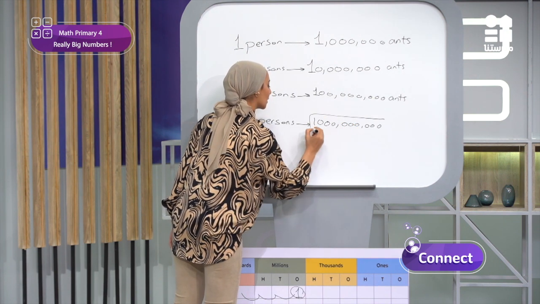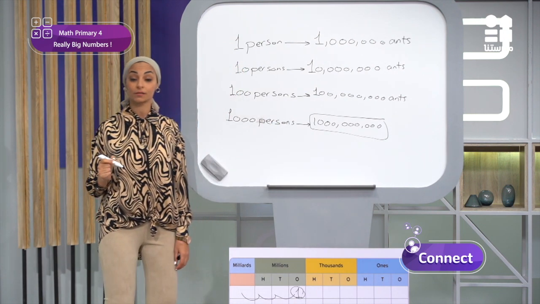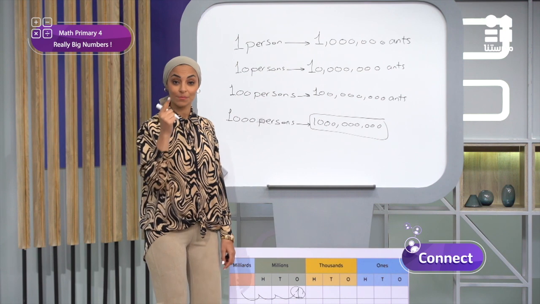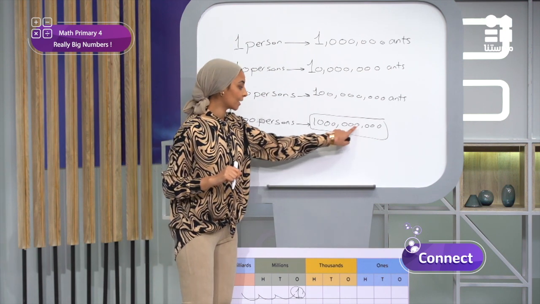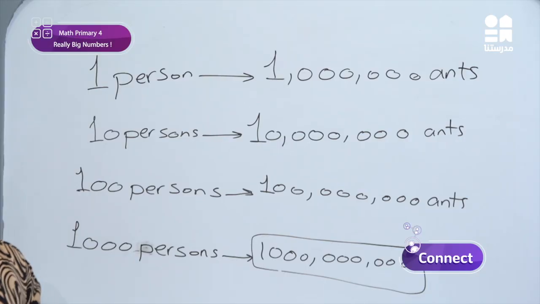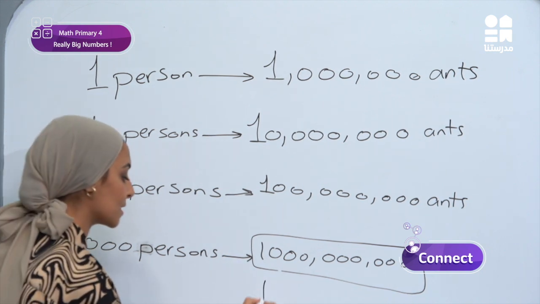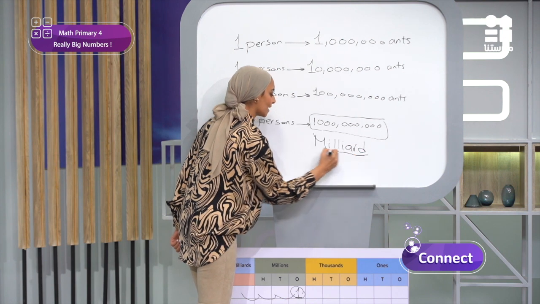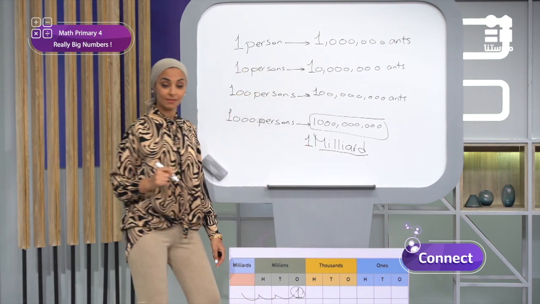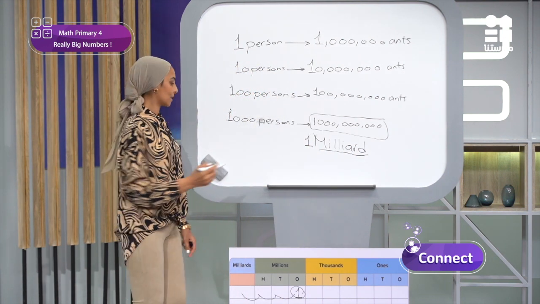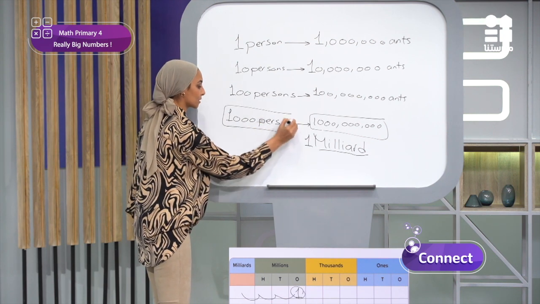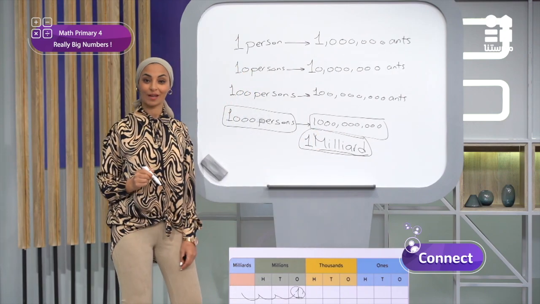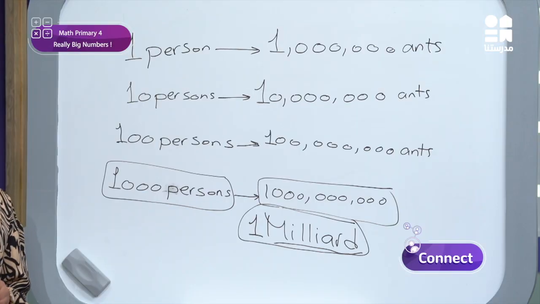Who can tell me what 1,000 million means? The milliard has how many zeros? Yes, milliard has 9 zeros. Look, here I have 9 zeros. So 1,000 million means it is 1 milliard. Okay? And this is the second way I can make it. So for each 1,000 persons, I have 1 milliard ants. Okay? I hope you understand it very well.